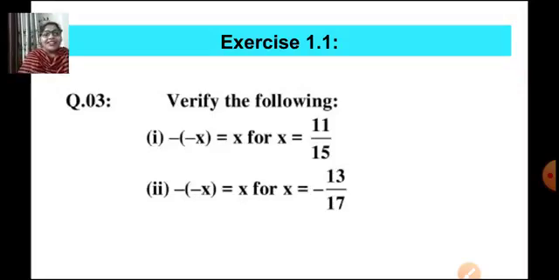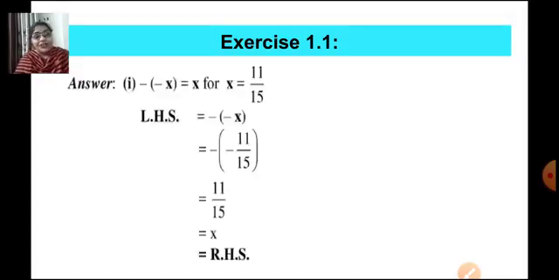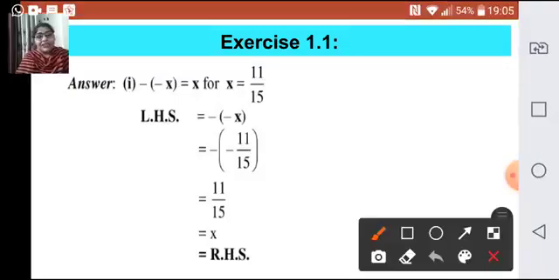Right? And the second one is given: negative of negative x is equal to x for x is equal to negative 13 upon 17. So these two we have to prove, children. Left hand side equal to right hand side by substituting the values of x. Both the conditions are same, only the values are different. So let us see here. Let us take left hand side.